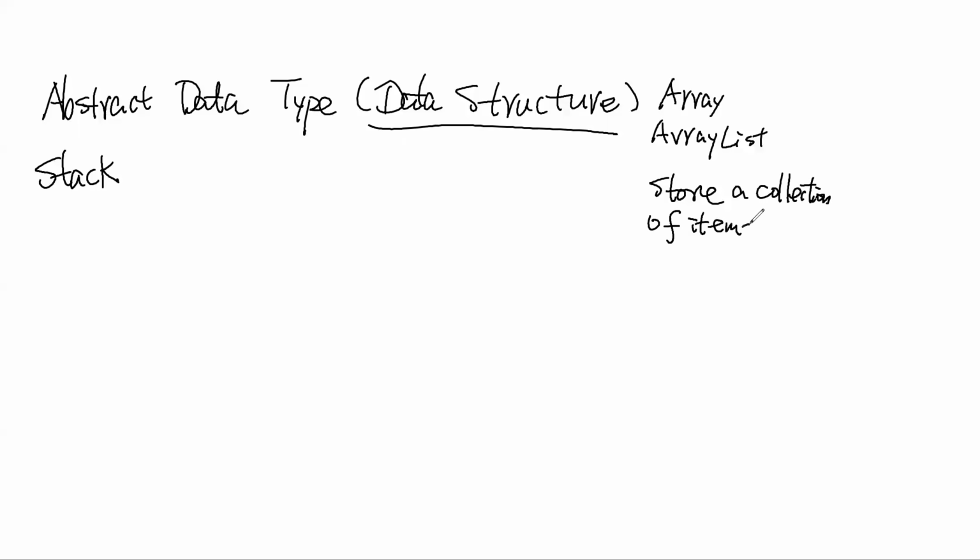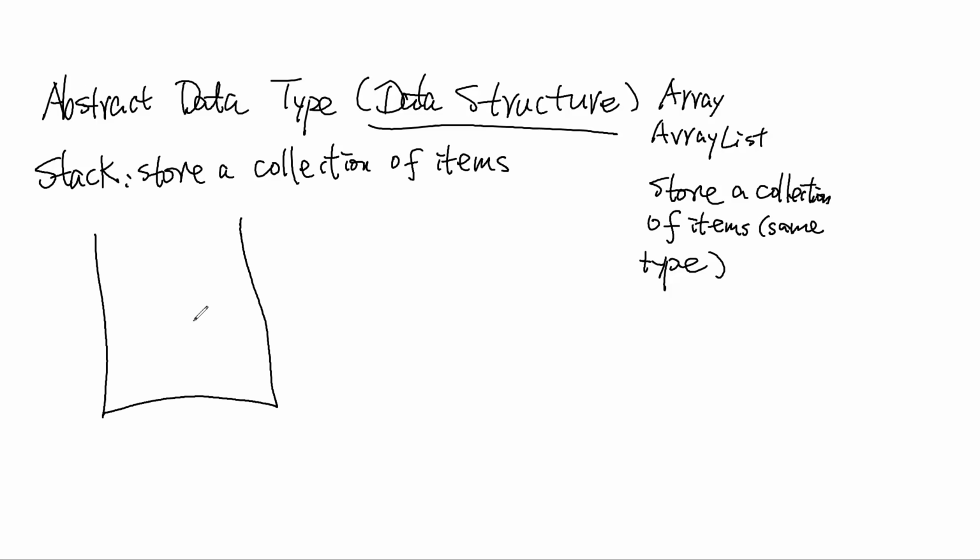Okay, and the stack. Generally speaking, a data structure is regarding a collection of items, not a single item. Okay, so a stack is also used to store a collection of items, same type. Of course, but there is a feature that is not like an array or array list. What is it going to look like? It's something like this. You can view it like a container with the top end open, okay?